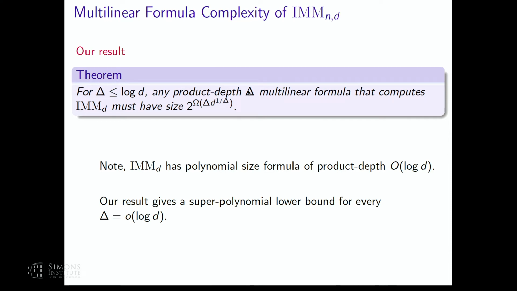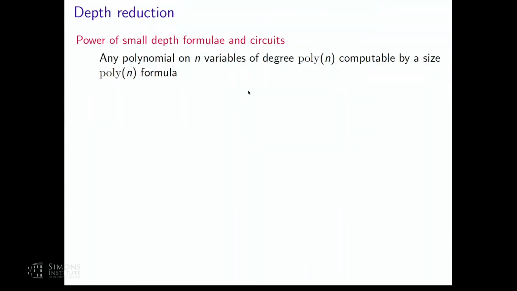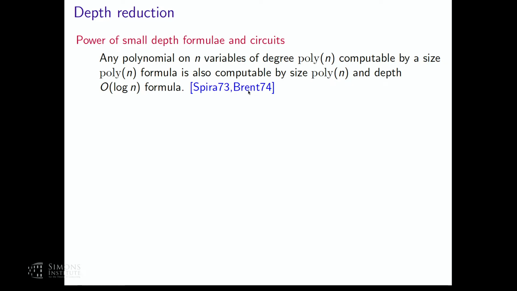So let me start with the first application. This is an application which says that formula depth reduction in the multilinear world is tight. A small introduction to depth reduction. I think it needs no introduction, but let me just say it anyway. Any polynomial on n variables of degree poly n computable by a formula of size poly n is also computable by size poly n and depth log d formulas. This is a result for formulas by Spira and Brent.